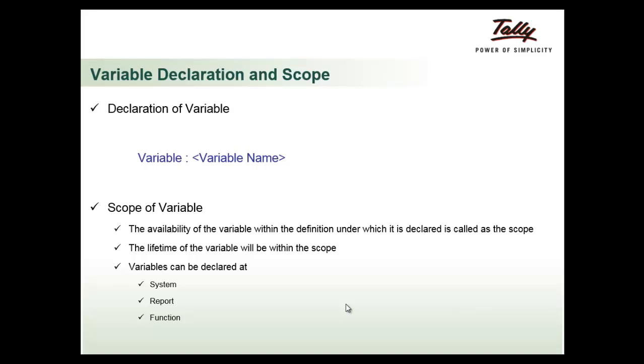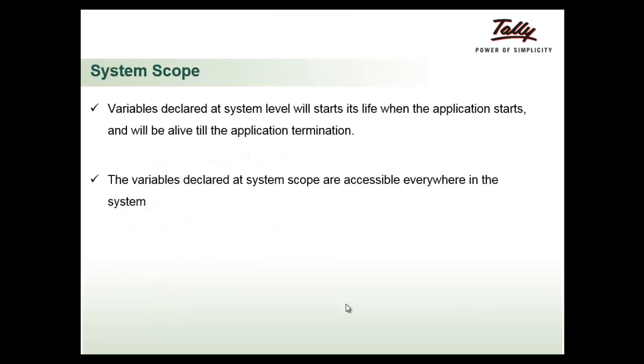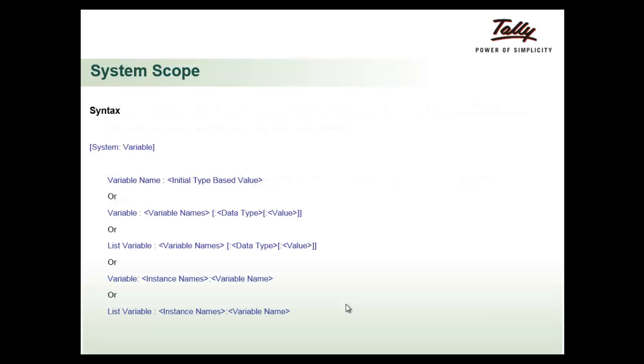And variables can be declared with three scopes, that is system, report and function. So we went to the system scope. So when the variables are declared at the system level, its life starts from the application start and ends when the application is terminated. And the values of these variables can be accessed anywhere in the system. So these are some of the ways in which you can declare variable at system scope.